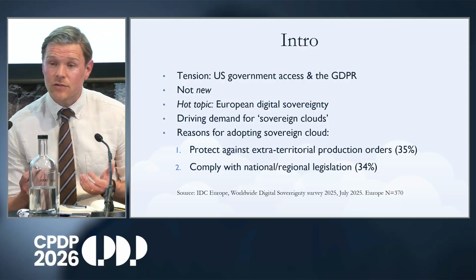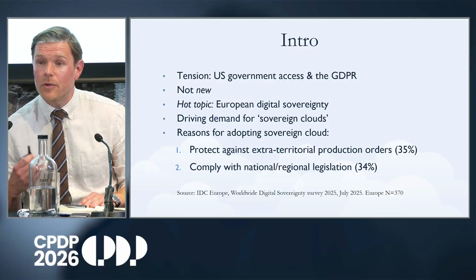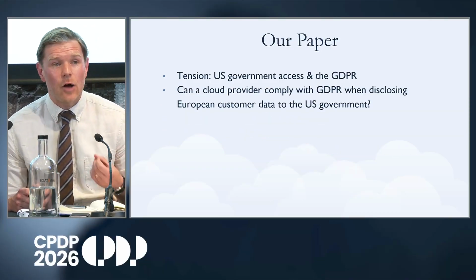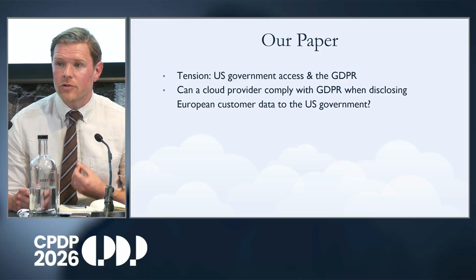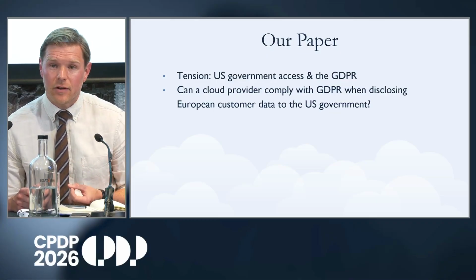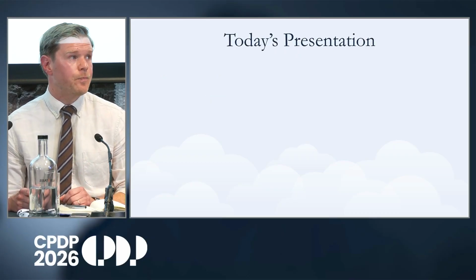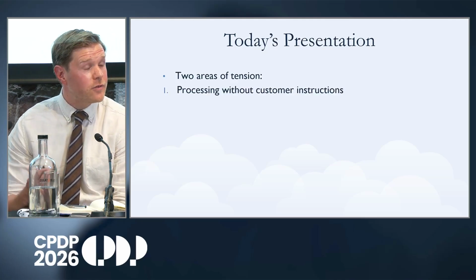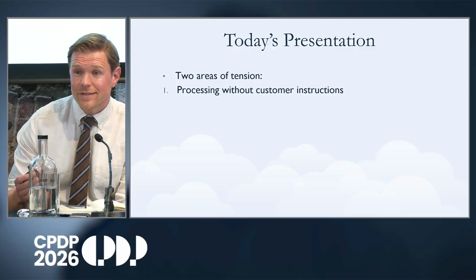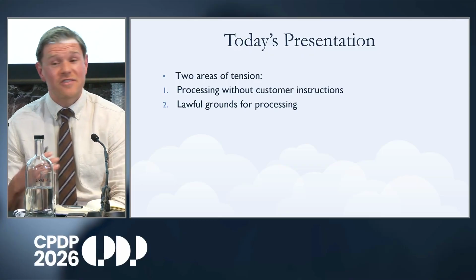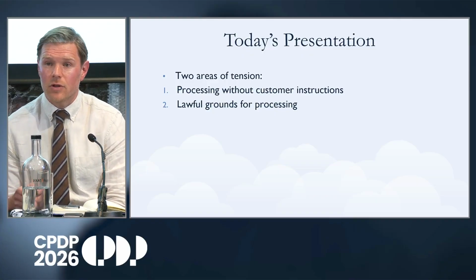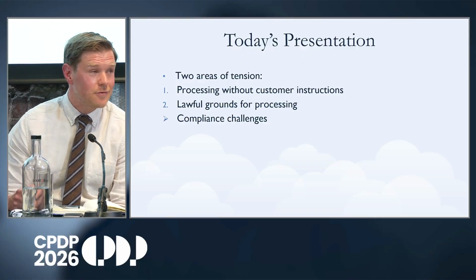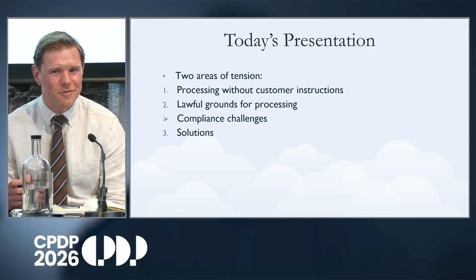And it's precisely that tension between foreign production orders and the need to comply with European legislation that is the topic of our research. More specifically, we ask, can a cloud provider comply with its obligations under the GDPR when disclosing European customer data to the US government under US law? And so in today's presentation, I want to highlight 2 particular areas of tension. The first is the issue of a cloud provider processing data without customer instructions. And the second looks at the question of what lawful grounds the provider can rely on when making the disclosure. I'll argue that both of these present compliance challenges. At the end, I'll briefly mention a few potential solutions.